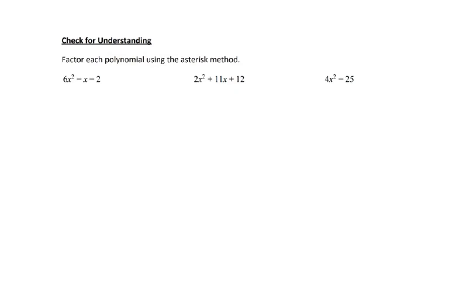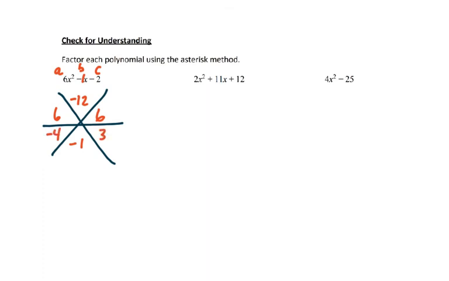If you didn't pause, here we go. We have a problem. We know we don't have a greatest common factor in the first one, so we don't have anything to divide out. That makes this a, negative 1 is b, and negative 2 is c. So a is 6, a times c is negative 12, 6 times negative 2. B is negative 1. I need factors of negative 12 that add up to negative 1. And that one comes to mind right away. Negative 4, positive 3.